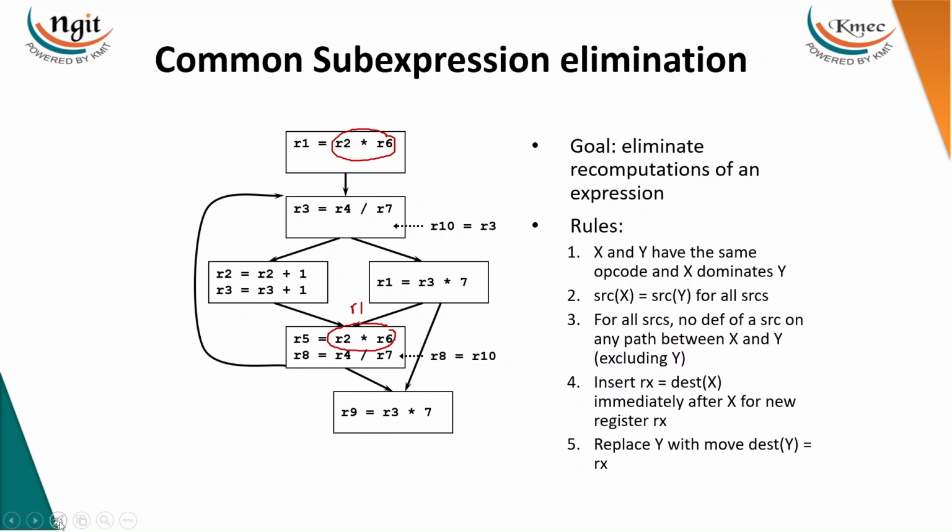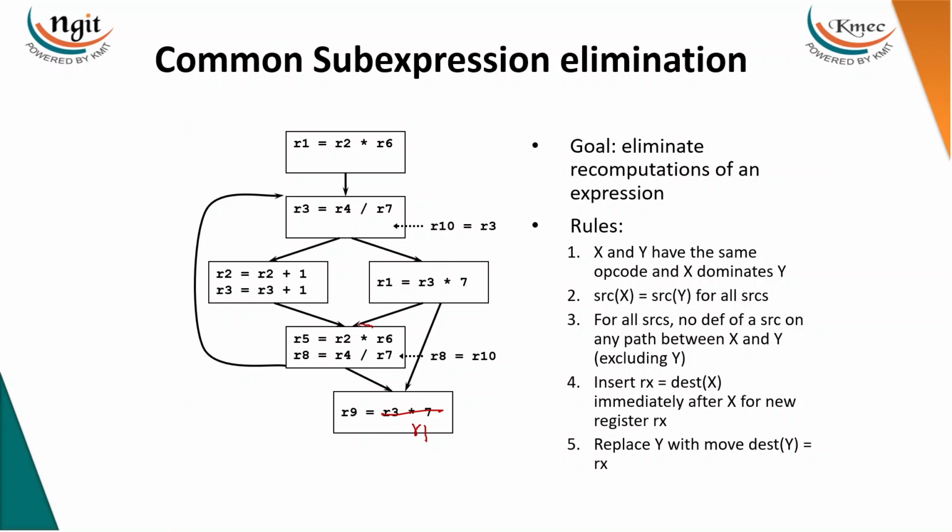Let me go with another one. For example, here R1 equivalent to R3 into 7, and here we are having R3 into 7. So whatever the way you come here, the R1 value remains unchanged and the R3 value also remains unchanged. Then what we can do here, you can replace this R3 into 7 with R1, R9 equivalent to R1, because that is not changed. Here R1 is not changed, R3 is not changed throughout this, then you can do it.